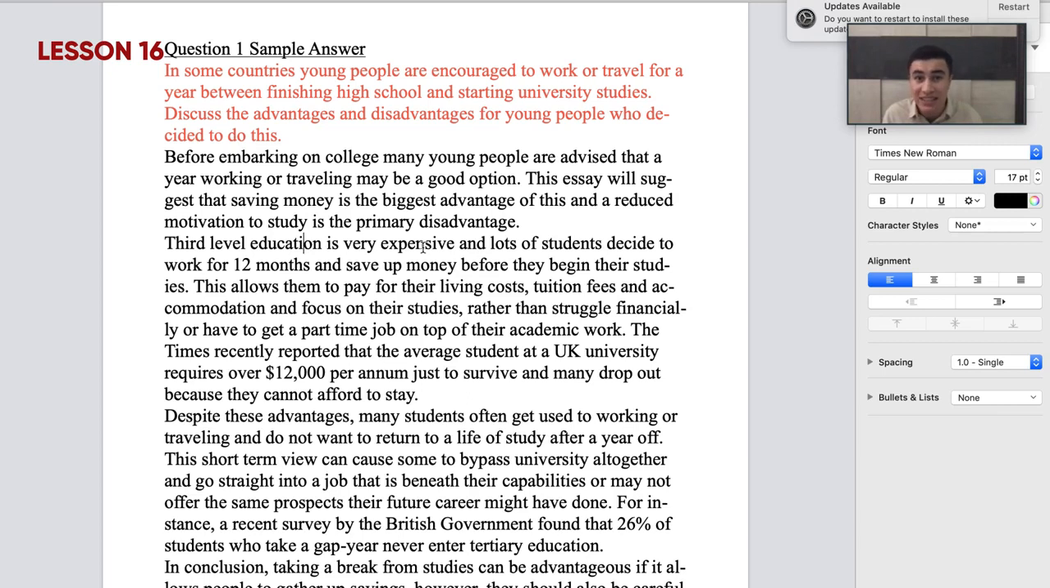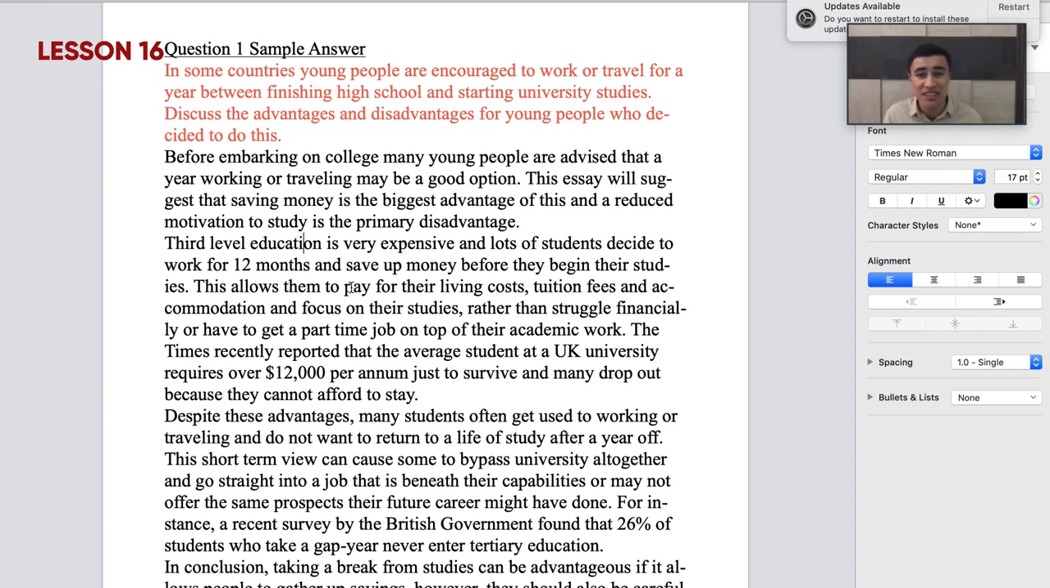Okay, this is the main point, and many students, lots of students, decide to work for a year or 12 months, as you can see here, and save up money. Okay, now we should explain why they do so. This allows them to pay for their living costs, tuition fees, and accommodation, and focus on their studies rather than struggle financially or have to get a part-time job on top of their academic work.